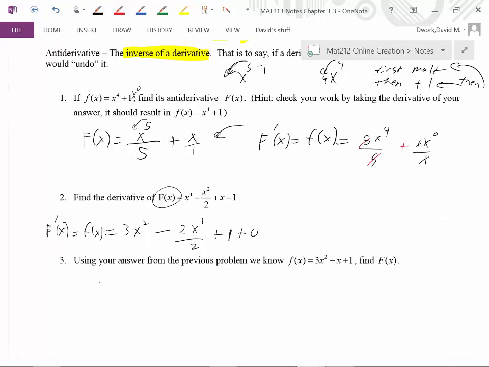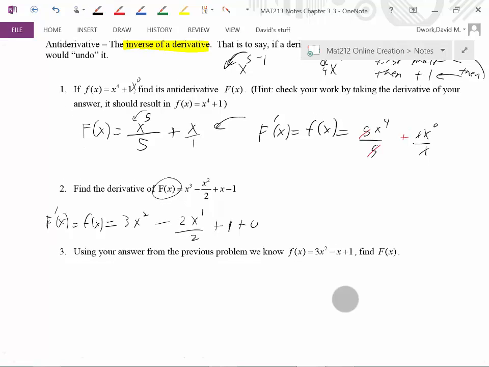All right, so now, using your answer from the previous problem, we know f of x equals 3x squared minus x plus 1. Can you use this to find the capital F of x? Okay, try to go backwards. Now, obviously, yes, I know, you can look back at the previous answer and get your answer to this. Don't do that. Try to come up with it on your own. Pause the video, give it a shot.